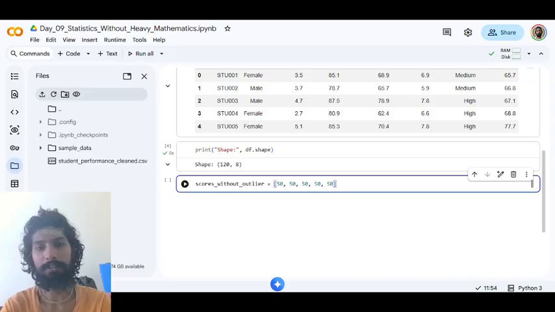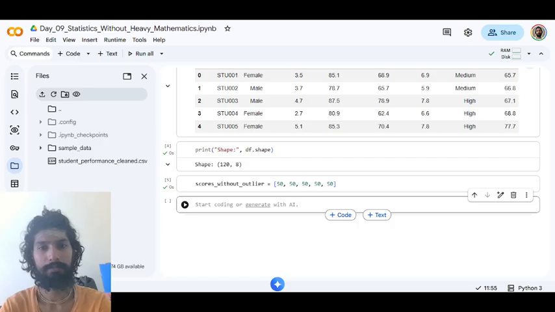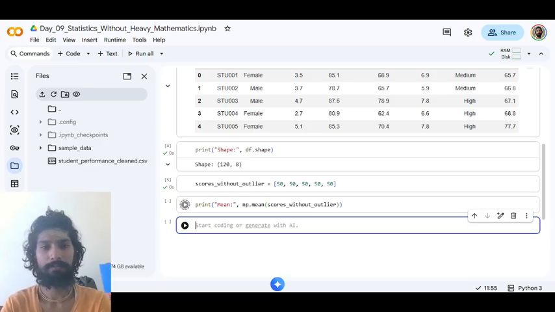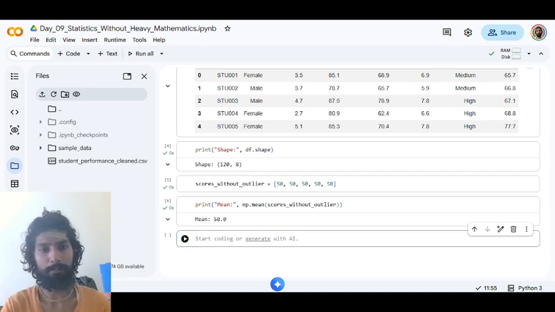Now calculate the mean. Before running the cell, predict the answer. Every value is 50, so the mean should also be 50. Run the cell. So the result is mean 50. Now let us introduce one unusually high score.